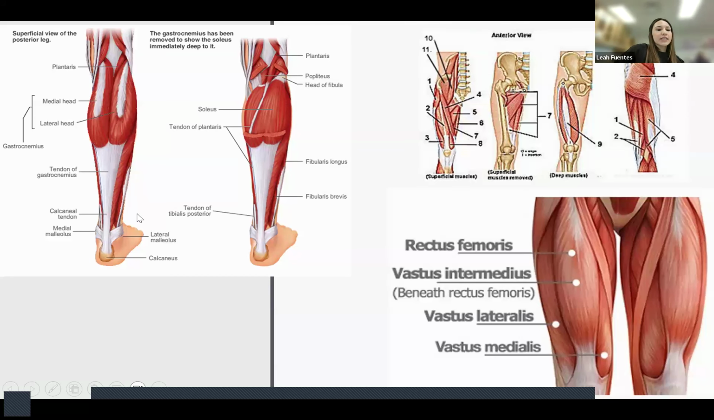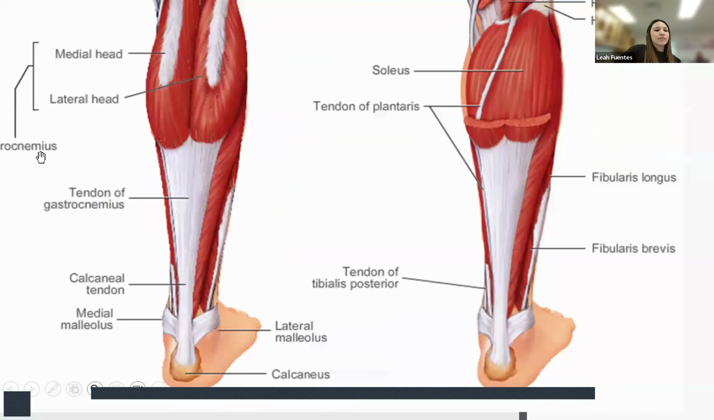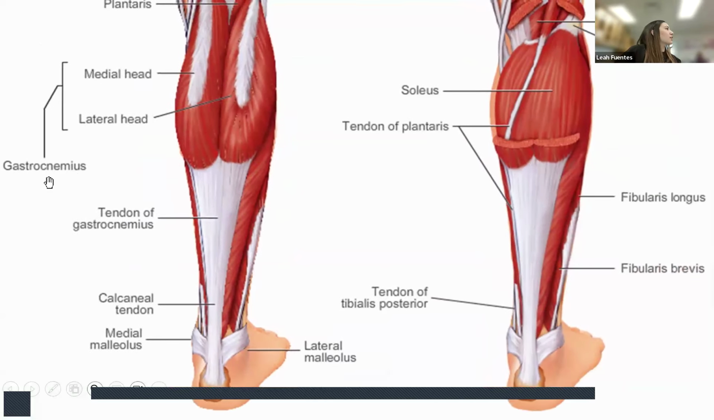Okay, we're going to look at the posterior muscles of the lower leg. Here we have our gastrocnemius. There is a medial head and a lateral head. Obviously, the medial would be towards the midline of your body, and the lateral is going to be towards the outside. I don't think this will be asked specifically for which one. It should just be gastrocnemius.